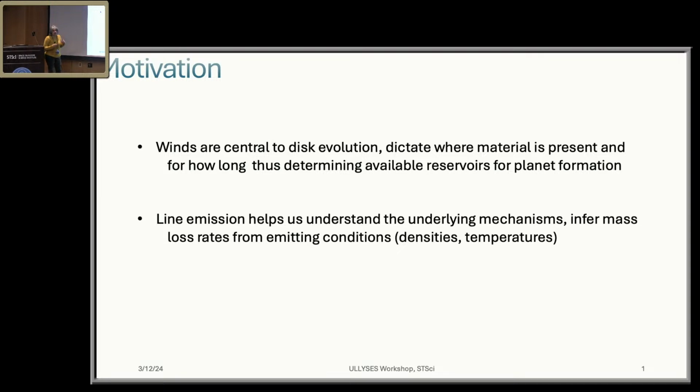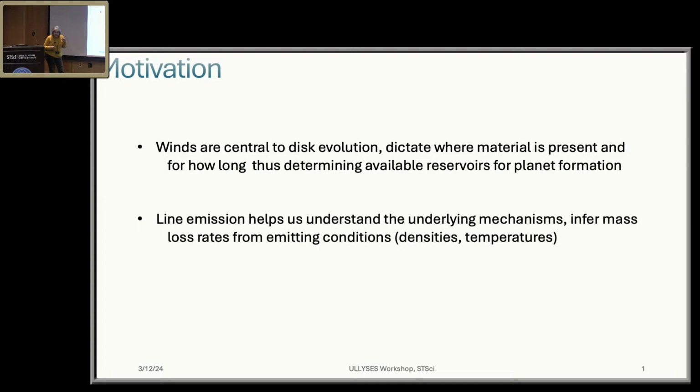And so they dictate where material is present, because depending on where the winds are launched and how much mass loss is occurring at every radius, it determines what the surface density distribution in the disk is going to be as a function of time. It tells you what the reservoirs available for planet formation are. And not only that, at later stages, we also expect that the winds disperse the disk. These could be thermal or photoevaporative winds that get rid of the disk material and result in the short, few million year disk lifetimes that we have. And therefore, they also dictate the time scale for planet formation and where the reservoirs are for planet formation. So winds are basically central to all of disk evolution.